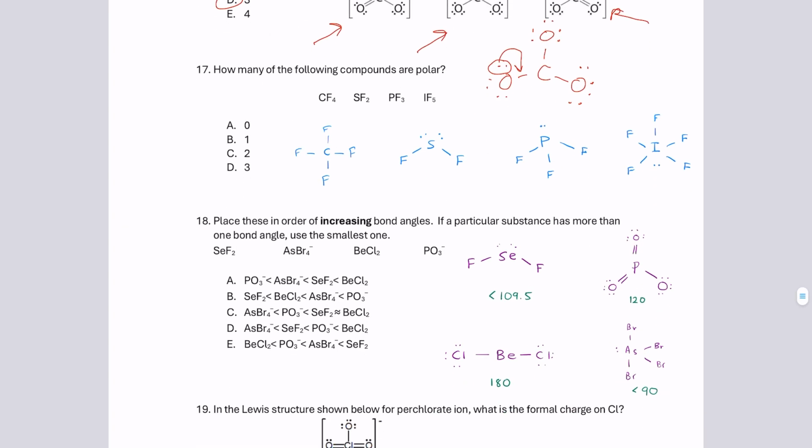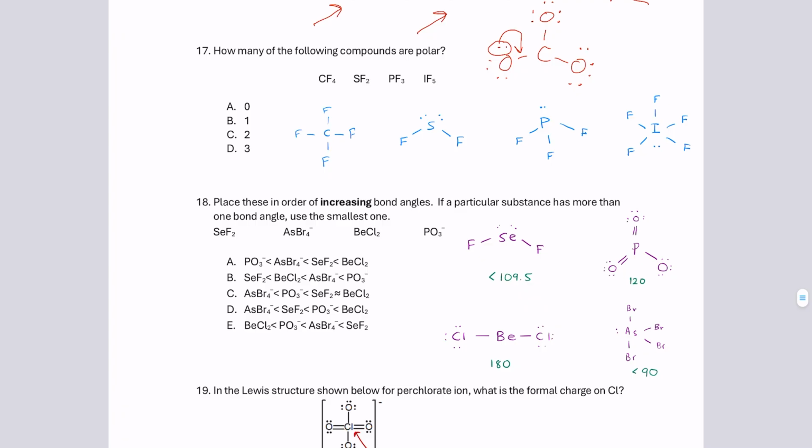Problem 17 says, how many of the following compounds are polar? Once again, we need to remember our rules for nonpolarity. Everything else that doesn't meet our rules for nonpolarity is going to be a polar molecule for this class. Now, the simplest way for a molecule to be symmetrical and nonpolar is if the central atom has no lone pairs and all bonded atoms are identical. That's exactly what we see for CH4.